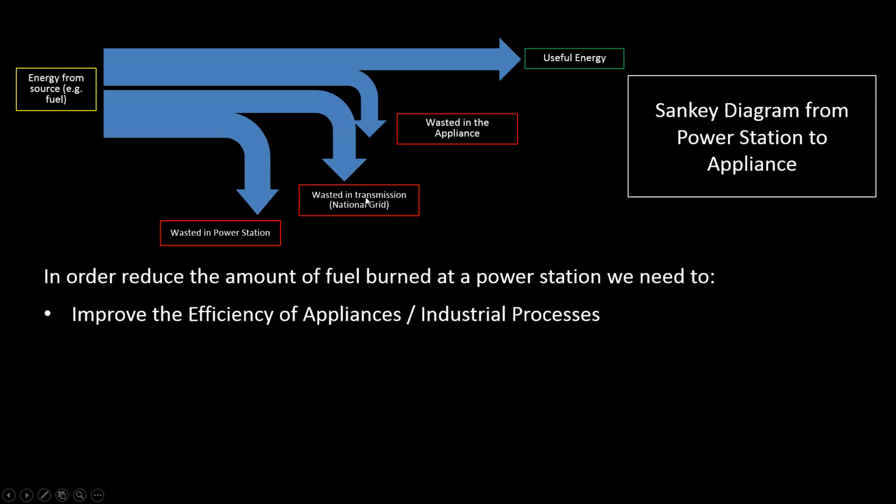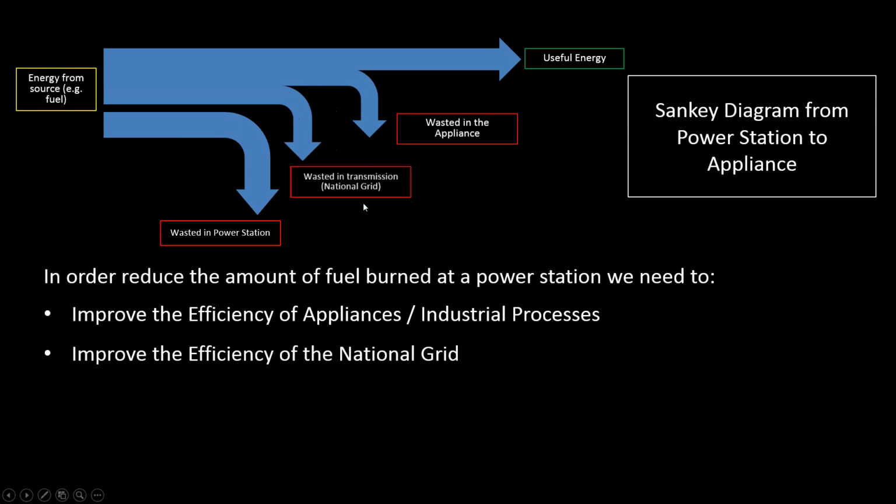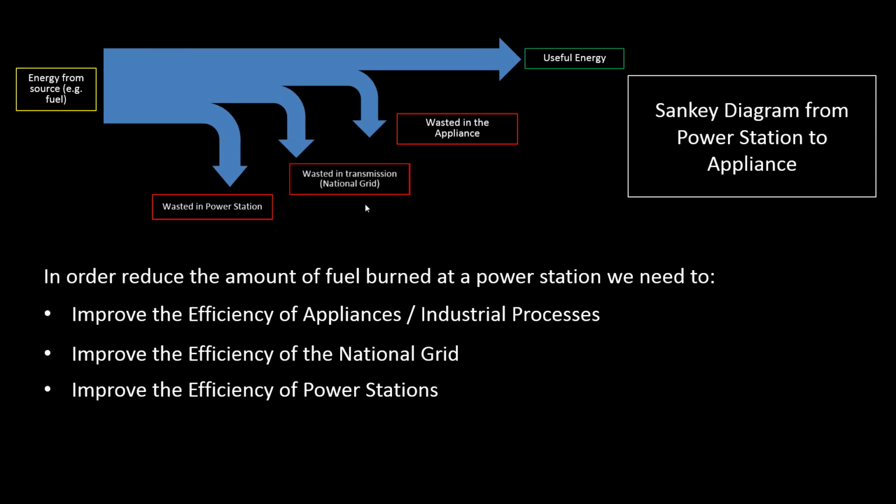Same thing here. If we were able to improve the efficiency of the national grid, so waste less energy in transmission in the national grid, that would shrink the width of that arrow. And finally, of course, improve the efficiency of power stations. So all of these efficiency improvements, the upshot of them would be to reduce the amount of energy we need from our fuel.